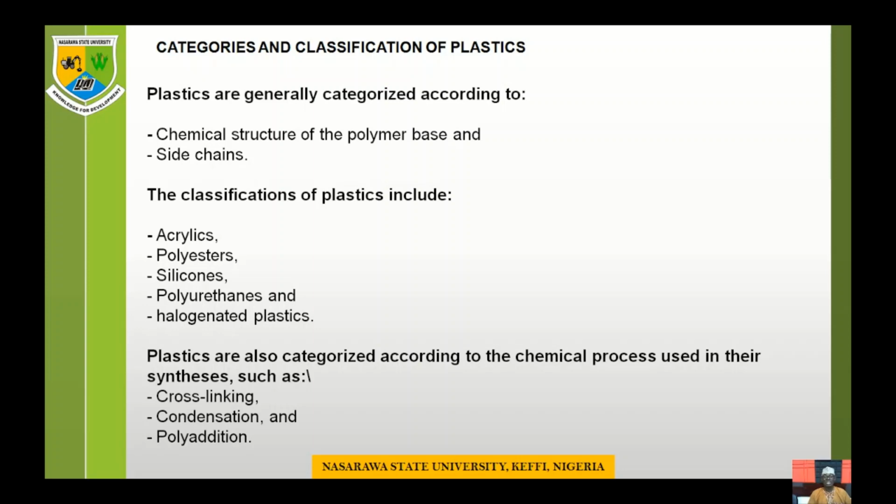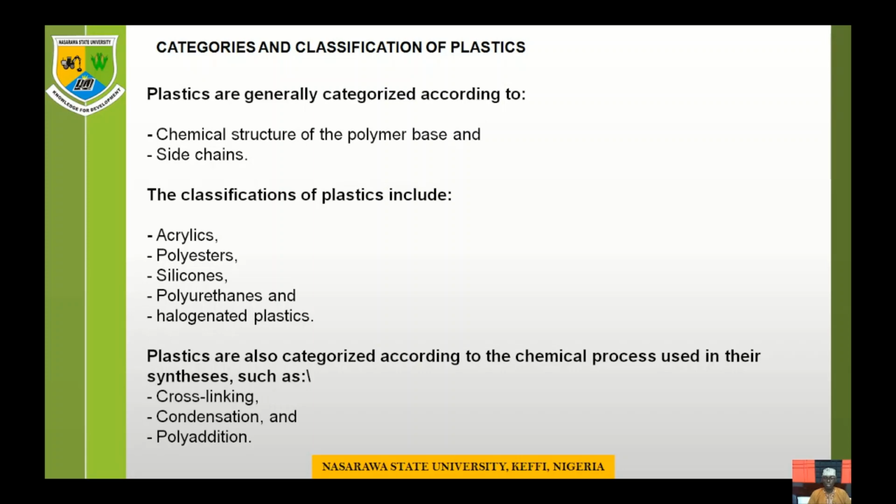Now, categories and classification of plastics. Before we talk of the plastic waste and their effects, we have to know the categories and classification of plastics. Plastics are generally categorized according to, 1. Chemical structure of the polymer base and side chains. The classifications of plastics include acrylics, polyesters, silicones, polyurethanes, and halogenated plastics.